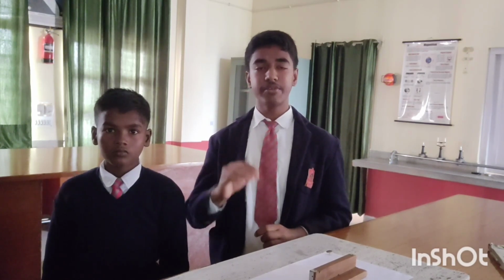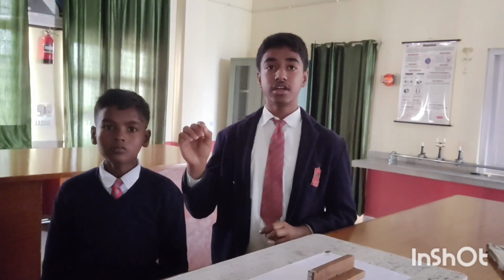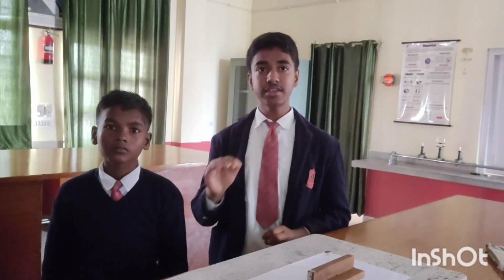So, what is regular reflection of light? Regular reflection of light is a type of reflection of light in which the light falls on a plain surface, and in diffuse reflection of light, light falls on a wavy surface.